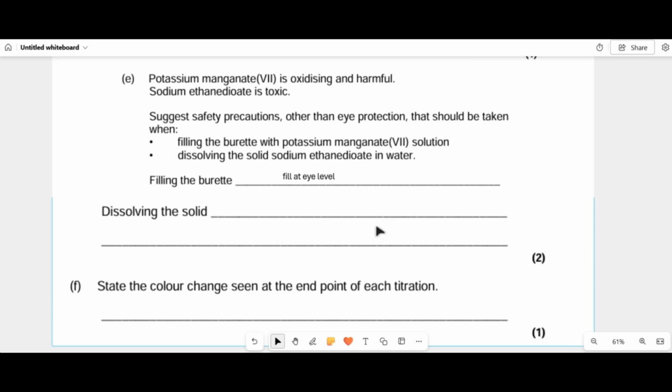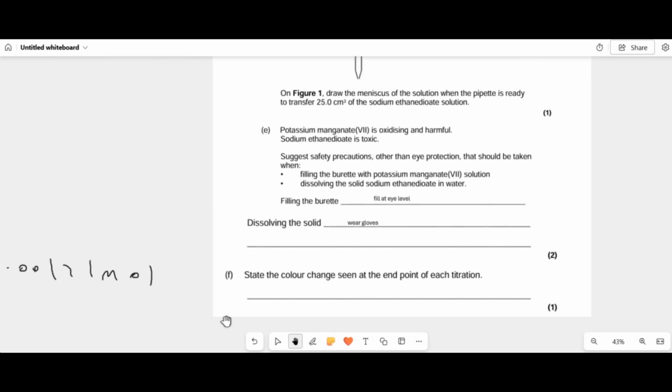So dissolving the solid, what we need to do here is wear glasses. Obviously, you're dissolving the solid and it could be moving around, splashing. So you need to wear glasses. Wait, not glasses, I'm tripping. Wear gloves. That's what you need to do here. Wear gloves.